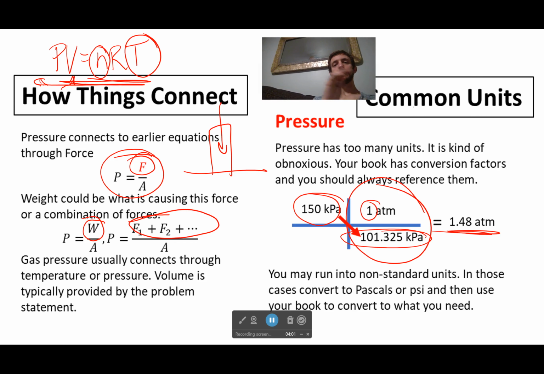Okay, so we've gone over all this. We're finishing up pressure right now, but don't worry about it. I'm going to do some example problems as well to help you through it.